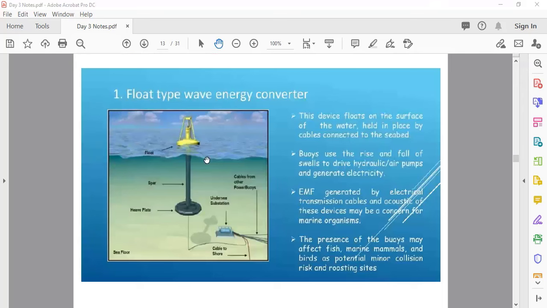Again, same thing. Sometimes you'll find objects like this in the sea. They have a part down like this. Again, the water moves them up and down, and the up and down movement drives a generator and turbine, they move and electricity is produced. They are known as buoys, this one. And EMF means electromotive force. So this is produced. Any confusion?